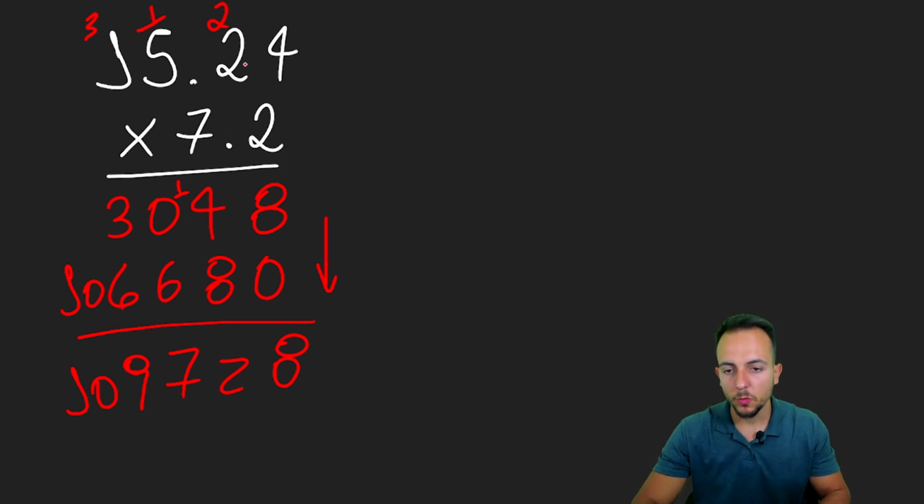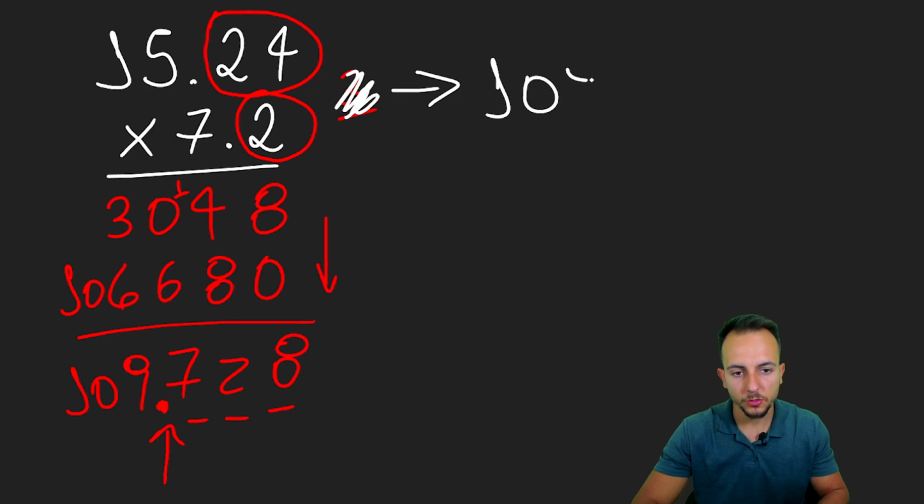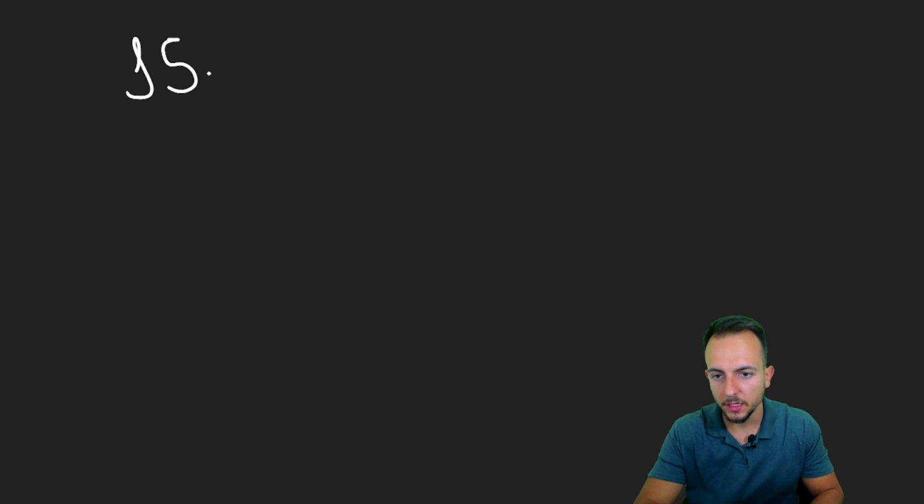Okay, so the big question is, where should I place the decimal point? As we have in the first number 2 decimals, and in the second number we have one more, we have 3 decimal numbers in total. So this is why I should also have 3, 1, 2, 3 decimal numbers. So this is where I should place the decimal point. So this is why I know my answer is going to be 109.728.